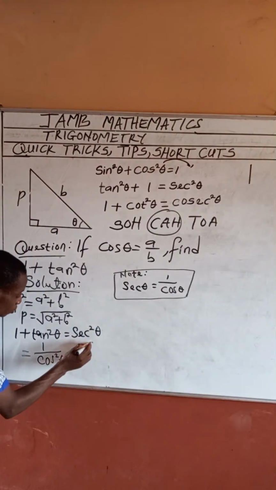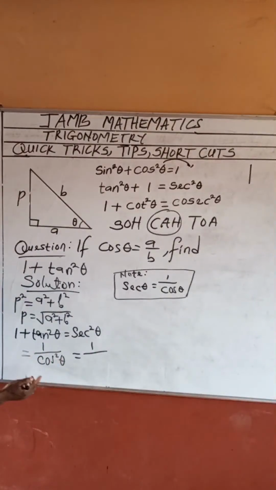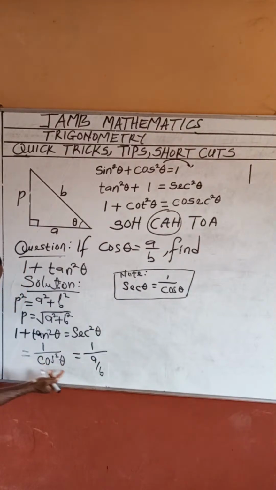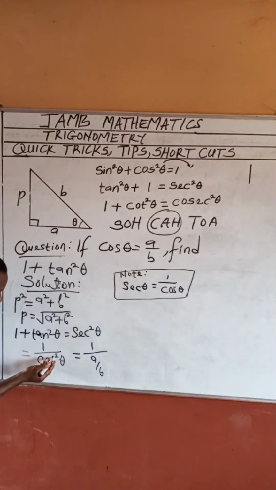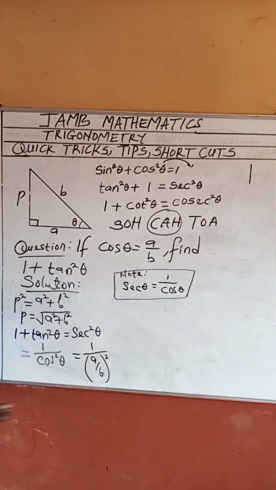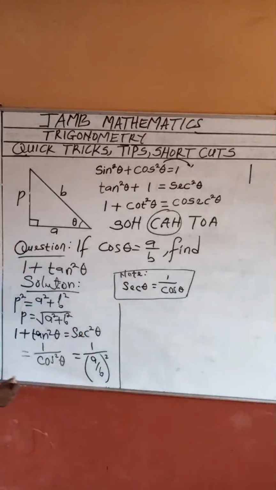Then this gives us 1 divided by, what is cos theta? Cos theta is a over b, from here. But the question here is that there's a square, so we are going to square this one. So when we square it, what are we going to get?